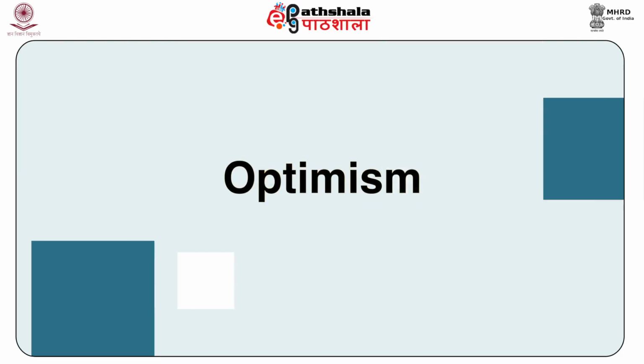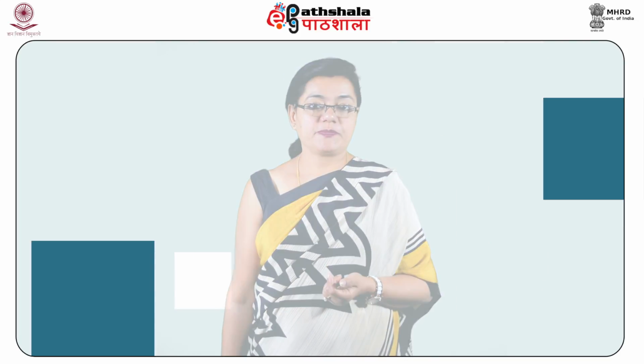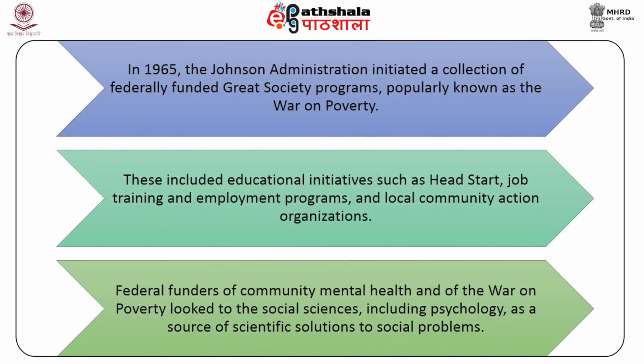Let's move on to the fifth force, which is optimism. Optimism has provided underlying support for the previous forces that I have talked about earlier. Optimism and the ability to find solutions for social problems is a major force. Optimism supported the emergence of community psychology. In 1965, the Johnson administration initiated a collection of federally funded Great Society programs, popularly known as the War on Poverty.